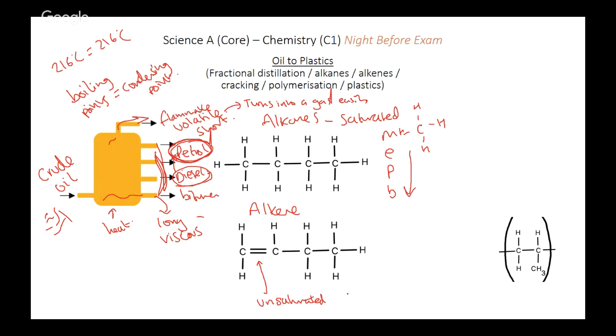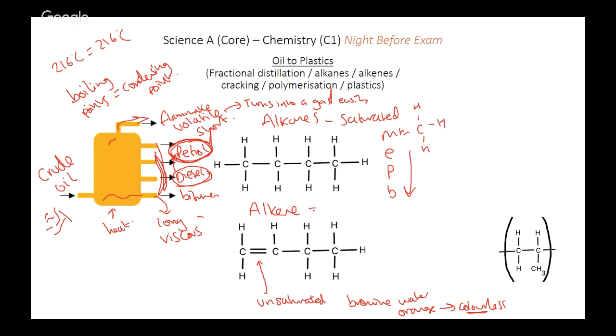The test for an unsaturated molecule, often we talk about this in terms of vegetable oils instead of fuels, but that is bromine water. It goes from orange to colourless. Don't say clear, it must be colourless. So useful both for fuels.